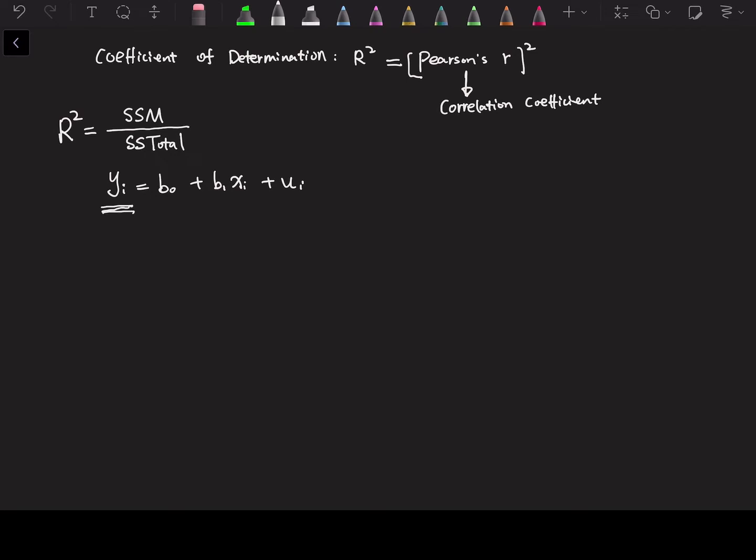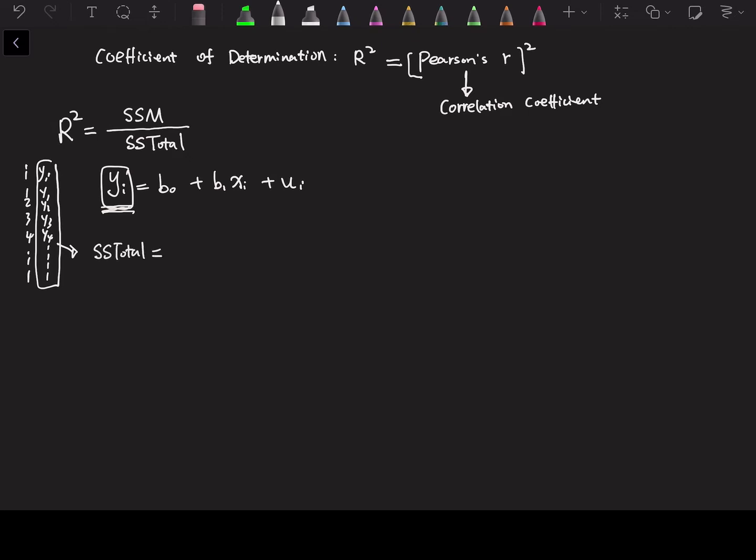Without any regressor, you only look at the values of y, right? You have data like this: y1, y2, y3, y4. Without any explanatory variable, you just look at this observed data. You can easily solve for the sum of squares total. That's the total variation in y.